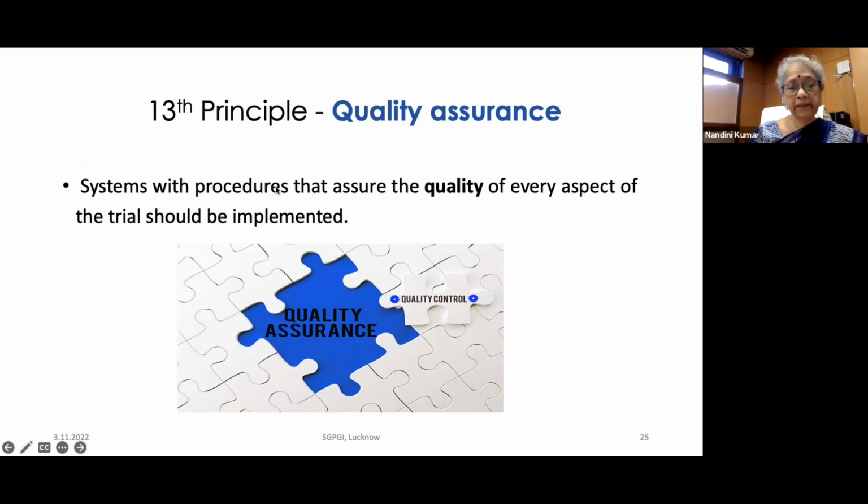The systems with procedures, that means your SOP, standard operating procedure. Now, standard operating procedures are not meant only for the ethics committee, but any action for that matter can have SOPs. For the investigator, for the sponsor, everyone can have SOPs, how to go about things in a systematized manner. When we say quality assurance, it's a big thing. But quality control is a small part of it which pertains to the particular site, whereas quality assurance pertains to the whole project.